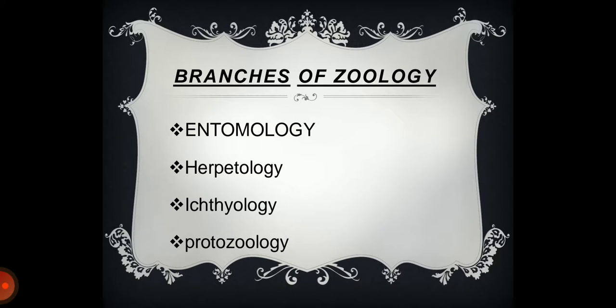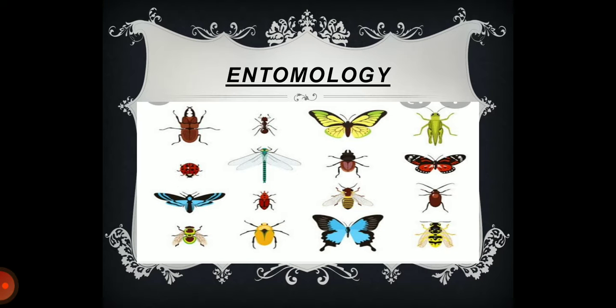There are so many branches of zoology. Some are discussed here. The main branches of zoology are entomology, herpetology, ichthyology and protozoology. So I will read them one by one. The first one is entomology.